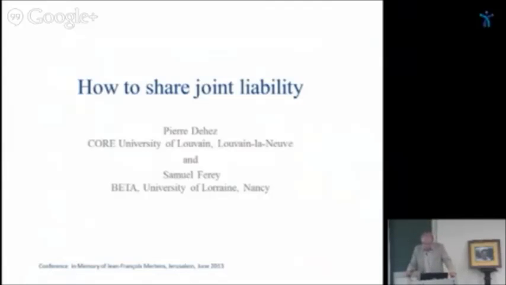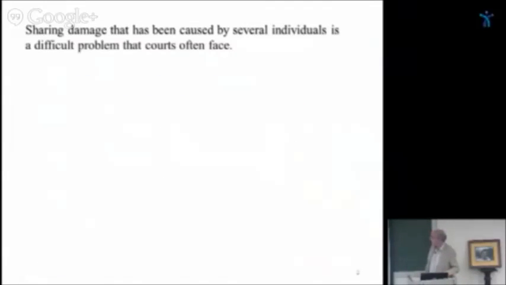Okay, this is a talk which is a simple application of cooperative game theory, so don't expect any new conceptual development. So the problem that we are addressing, my colleague Samuel Ferre and I, is the problem of sharing the damage that has been caused by several individuals.